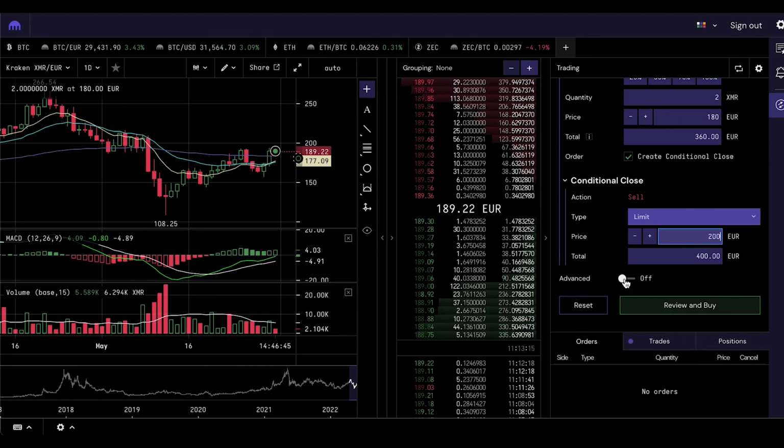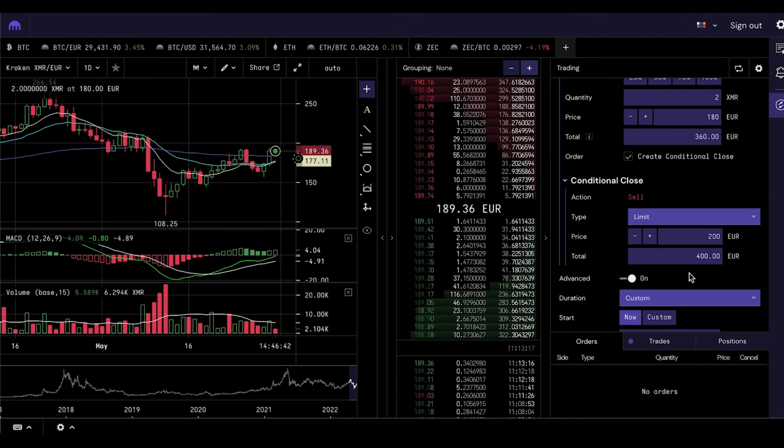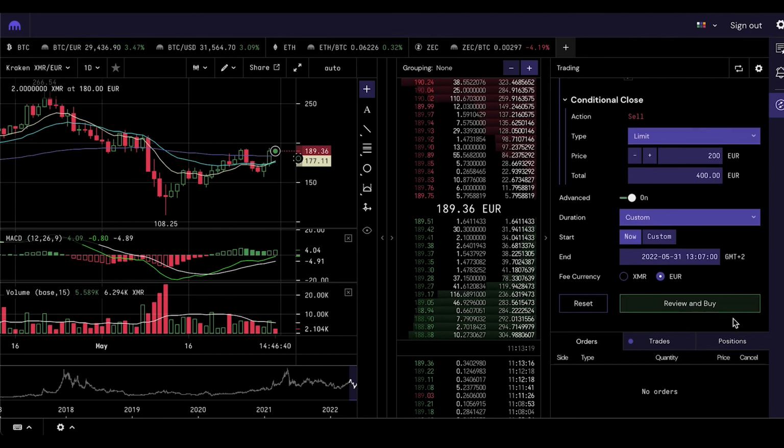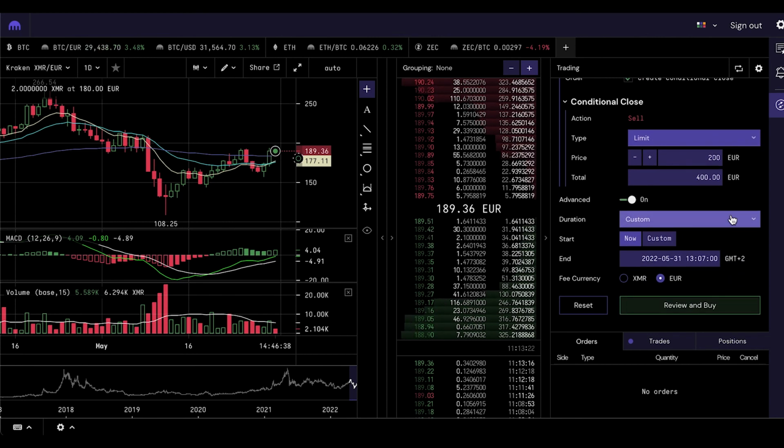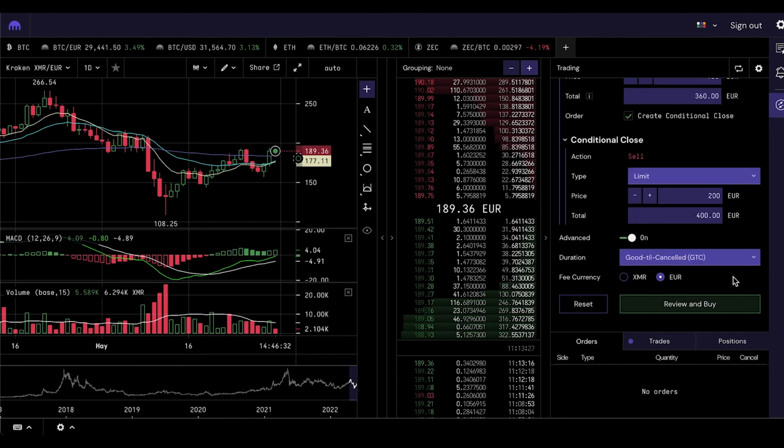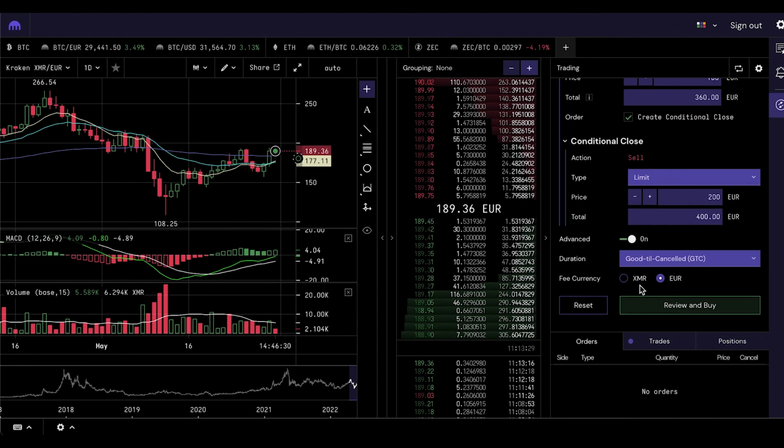Over here you've got the advanced settings for the trades, and you can set the duration of the trade. Most people select good till cancelled, or you can select immediate or cancel, or custom. So you can give a time frame in which you'd like the trade to be done, otherwise over and above a certain time period it shouldn't execute and it should be discarded. You can choose whether to pay the fees in XMR or euro.